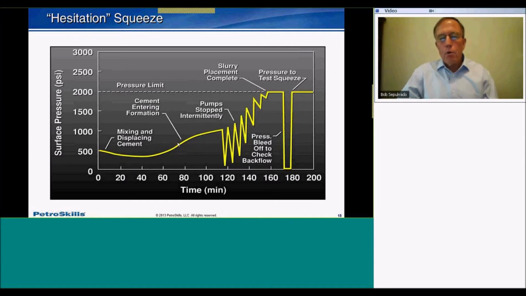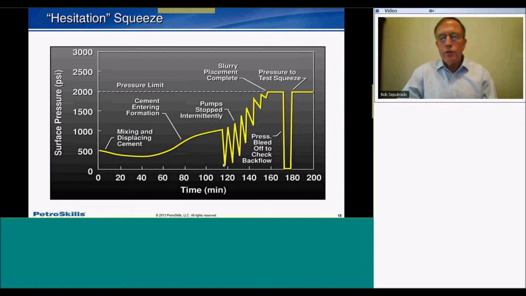But at some point, this curve may begin to flatten. We flatten the curve. Man, we've heard a lot of that in the last few months, haven't we? So we flatten the curve, and so we're not building any pressure. A decision is made to go ahead and start hesitations.